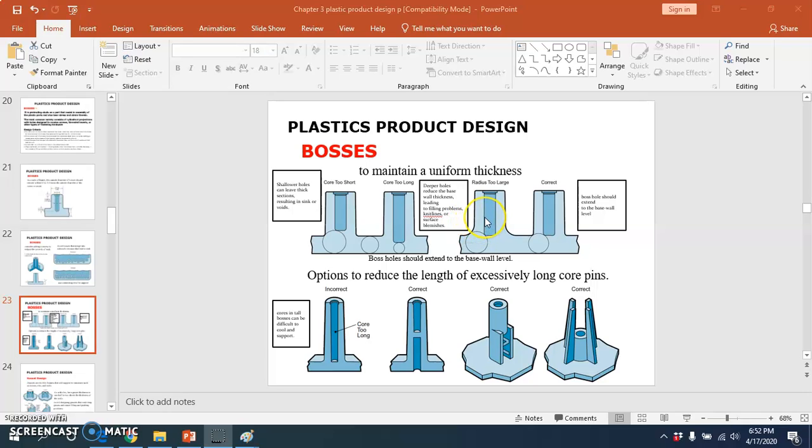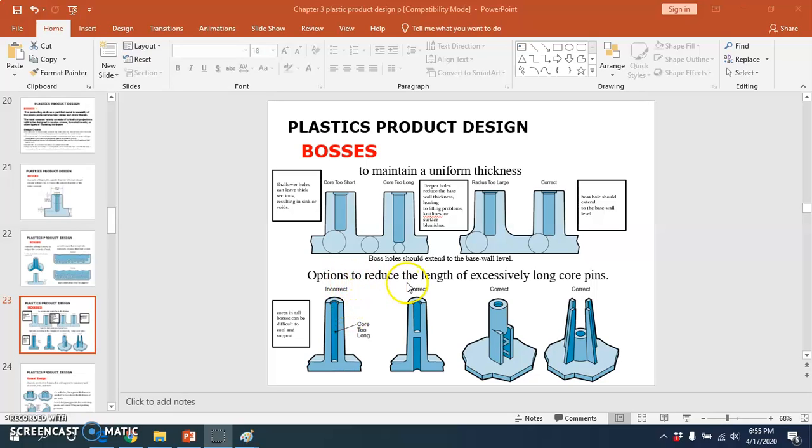For this one, the radius is too large, and this one is the correct one whereby the boss hole should extend to the base wall level. Okay, sometimes bosses require a tall version. Those greater than 5 times their outside diameter can create a filling problem at their top or a thick section at their base. Additionally, the core in tall bosses can be difficult to cool and support.